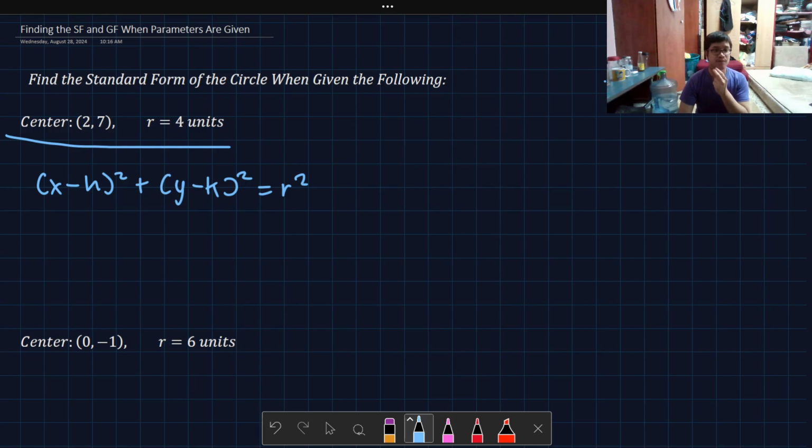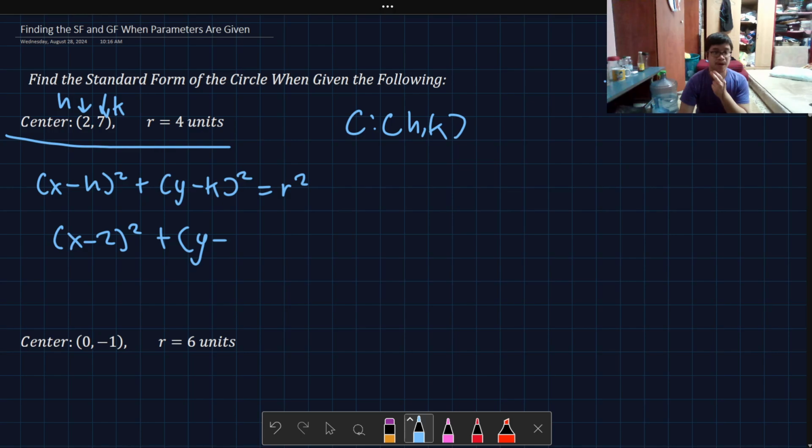So for the center, remember that the center is what? It's (h, k). So basically, what's on the left, that's your h. And what's on the right, that's your k. So with that, we can substitute it there. So here, since we have h as 2, so we will have x minus 2 squared. Then plus, we have y minus your k, 7, squared.